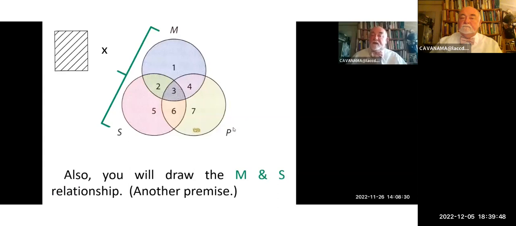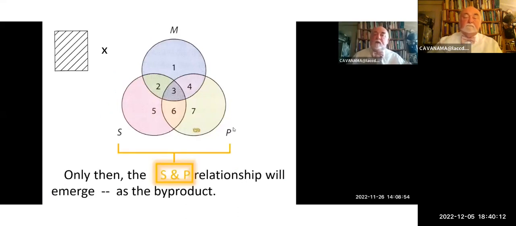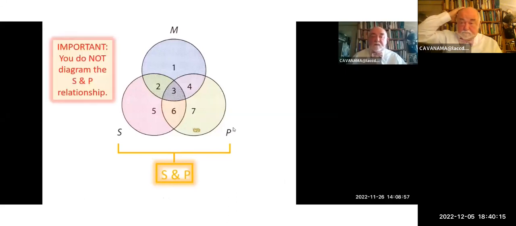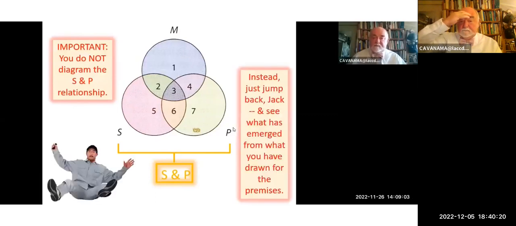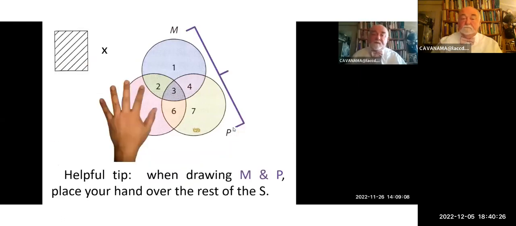Also, if you draw the M and S relationship next, well, that would be X if you do the M and P first. Again, M is 1, 2, 3, and 4. And the P is 2, 3, 5. In this case, 7 is out, and you don't worry about it. Only then the S and P relationship will emerge as a byproduct. You don't diagram the S and P relationship directly. Just jump back and see what has emerged from what you've drawn.